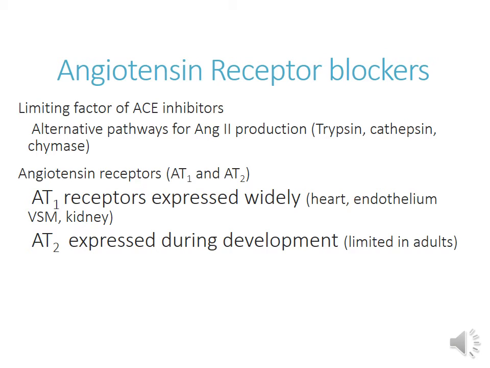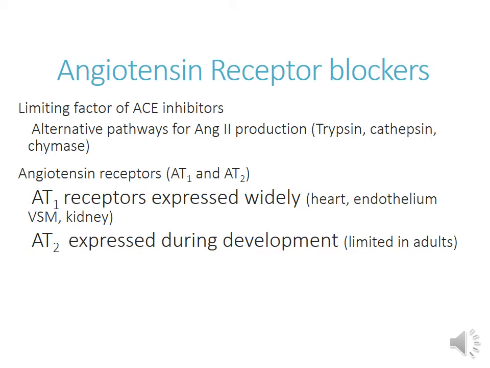So you can take an ACE inhibitor. The alternative would be, well, if I can't block the production of angiotensin II, maybe I can just block the receptors themselves. And so that's where our angiotensin receptor blockers basically came from. The other thing is that there are alternative pathways for the production of angiotensin II, like the trypsin kinase pathways. So even though you're blocking the majority of it with an ACE inhibitor, you're not blocking all the production of angiotensin II.